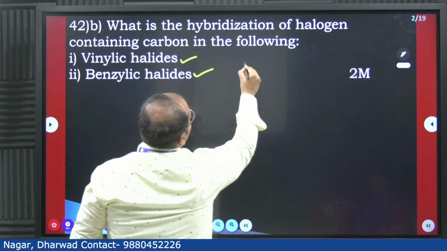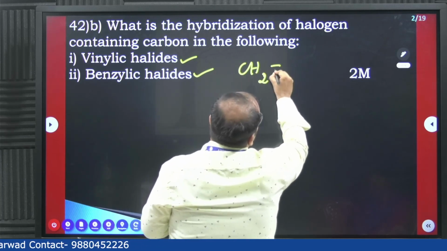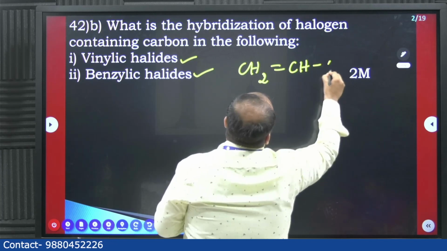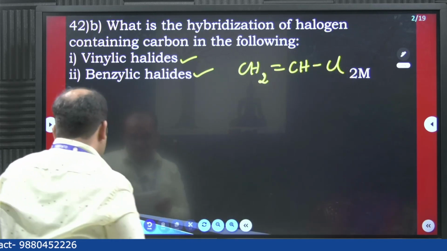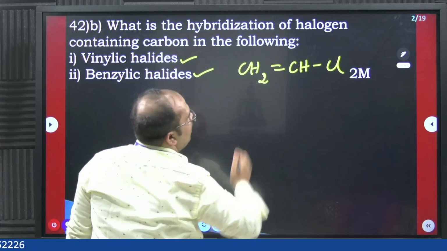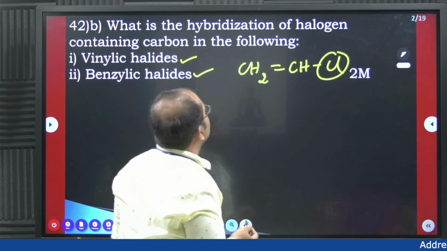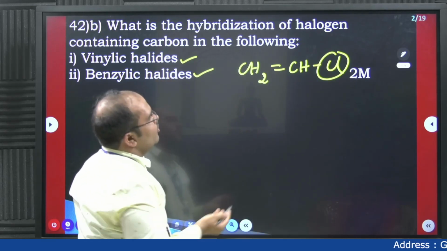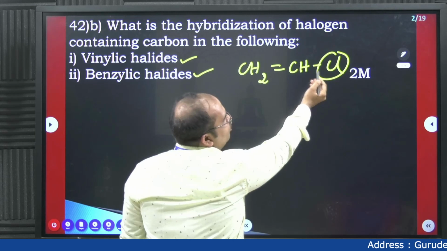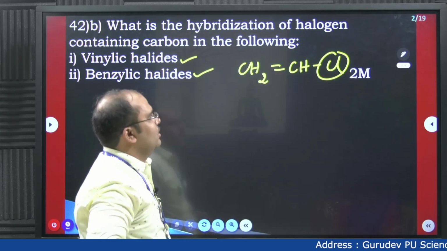So I will take an example. One example we can consider for the vinylic halide. Here this chlorine atom, the Cl group, is the halide. Vinylic means the chlorine is attached to the carbon double bond.